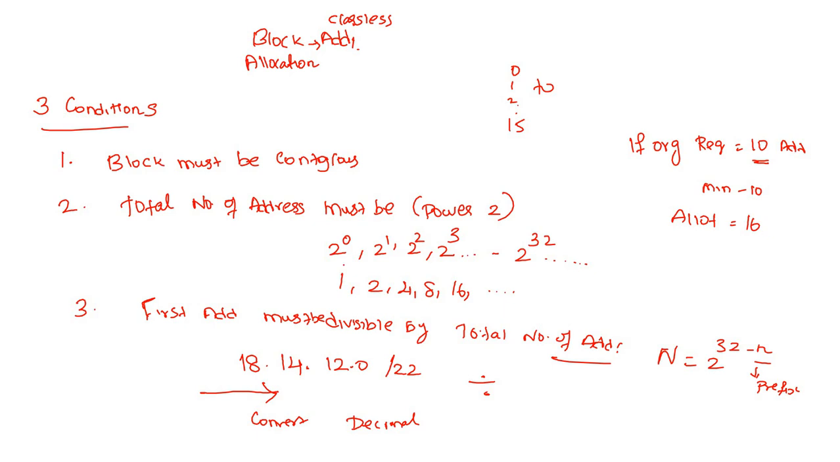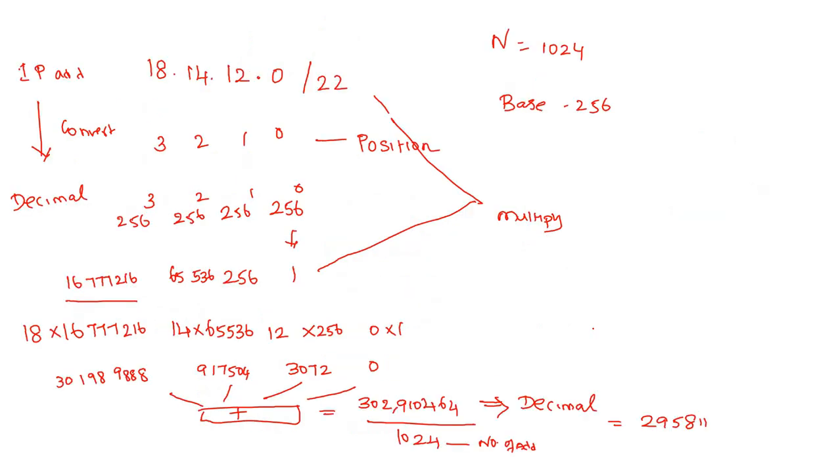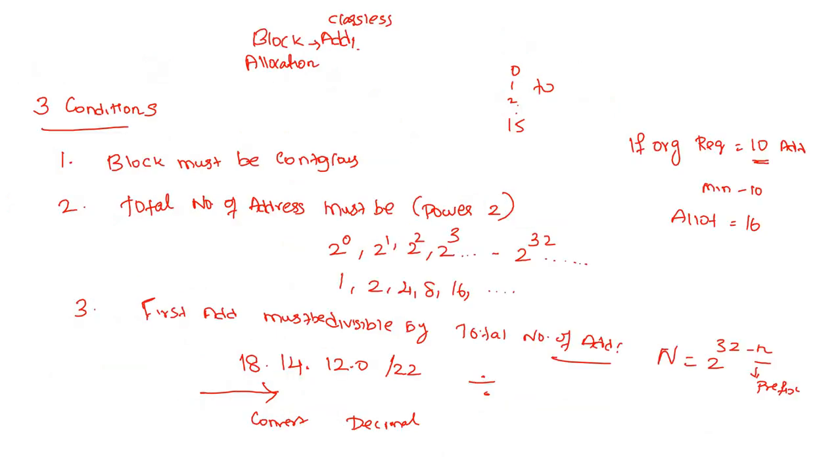Then the first address must be divisible by the total number of addresses, which is the third condition we check in this process. These are the three conditions we must meet before allotting blocks in classless addressing. Thank you.